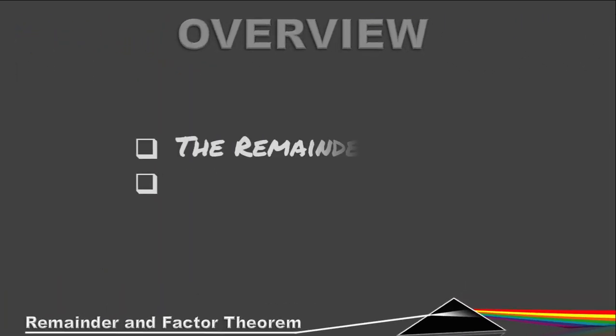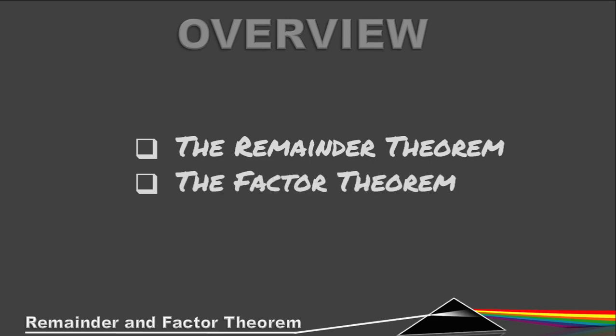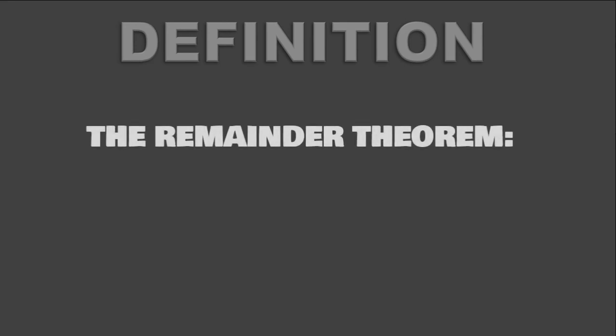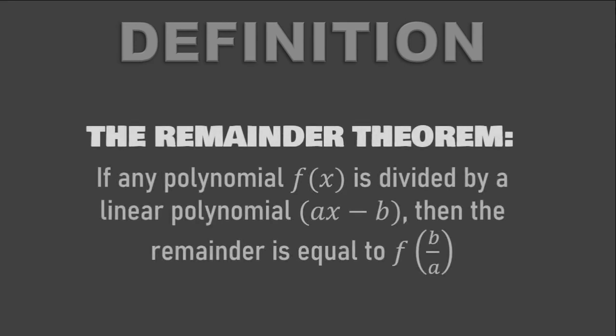The two sections we are going to do are the remainder theorem and the factor theorem. Starting with the remainder theorem, its official definition says that if any polynomial f(x) is divided by a linear polynomial ax minus b, then the remainder is equal to f of b over a substituted in.